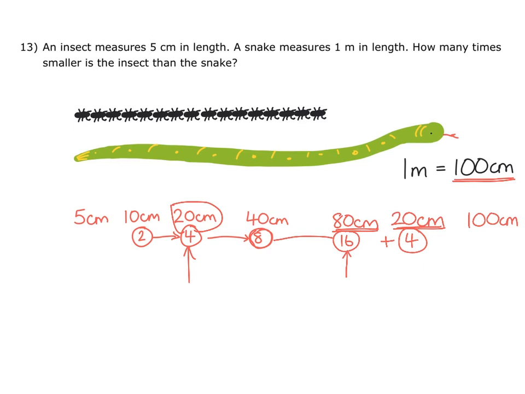And you can see that we had 16 and then a further 4 insects. This is a total of 20 insects. And this means that one insect is 20 times smaller than the snake, because we would need 20 of them to have the same measurement as our snake.